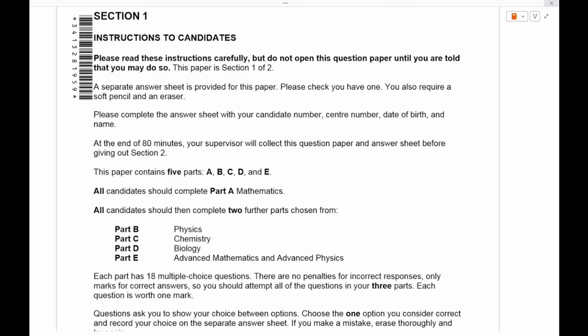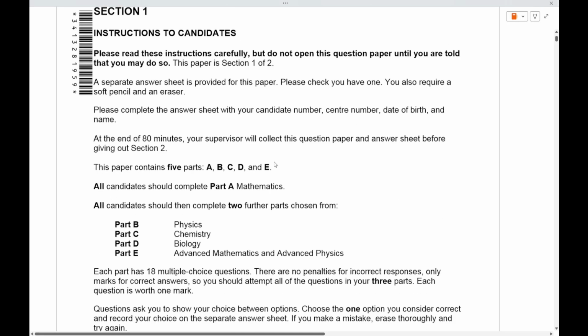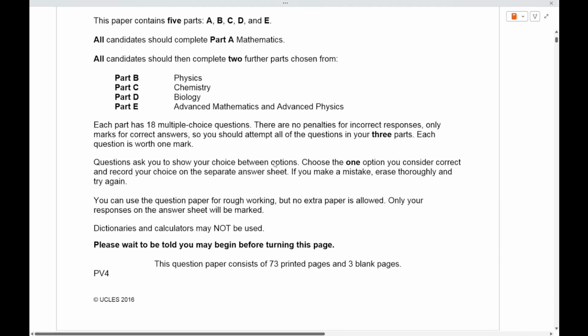Hello everyone. Today we're gonna be going through the NSAA 2016 paper. We're gonna start with the maths section, which prepares you for the maths 1 section of the ESAT. I'm gonna be going through every question slowly, writing every single thing down and explaining the process carefully.